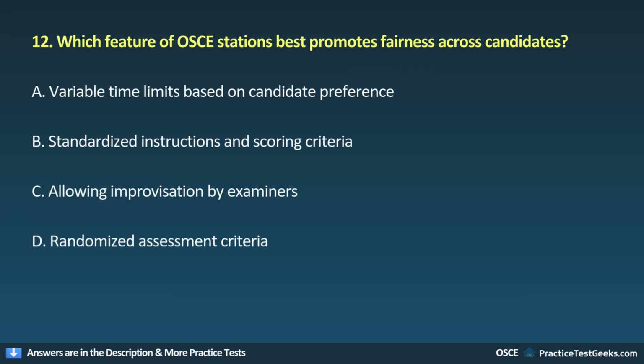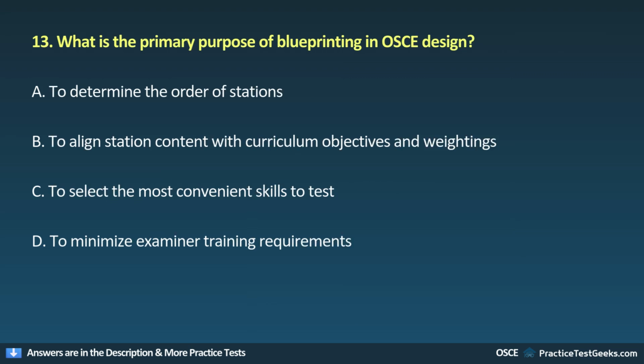12. Which feature of OSCE stations best promotes fairness across candidates? A. Variable time limits based on candidate preference. B. Standardized instructions and scoring criteria. C. Allowing improvisation by examiners. D. Randomized assessment criteria.